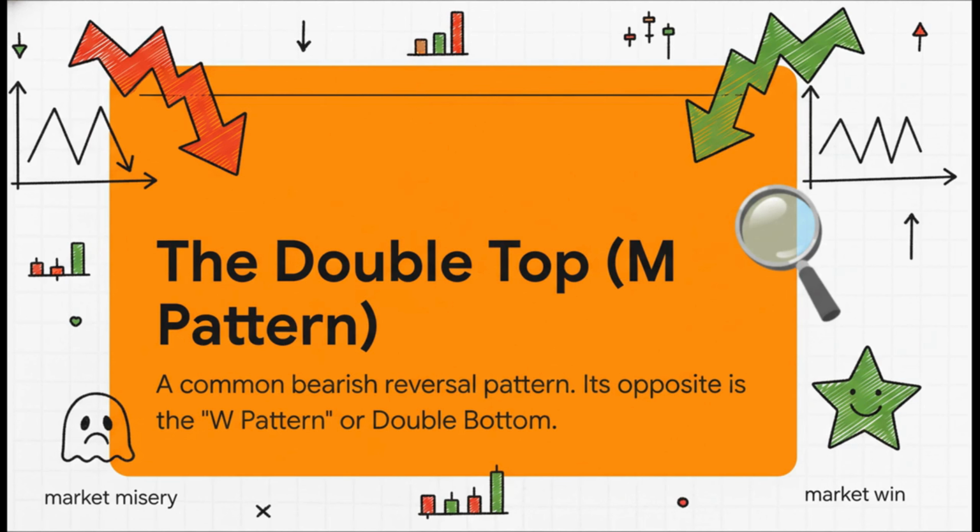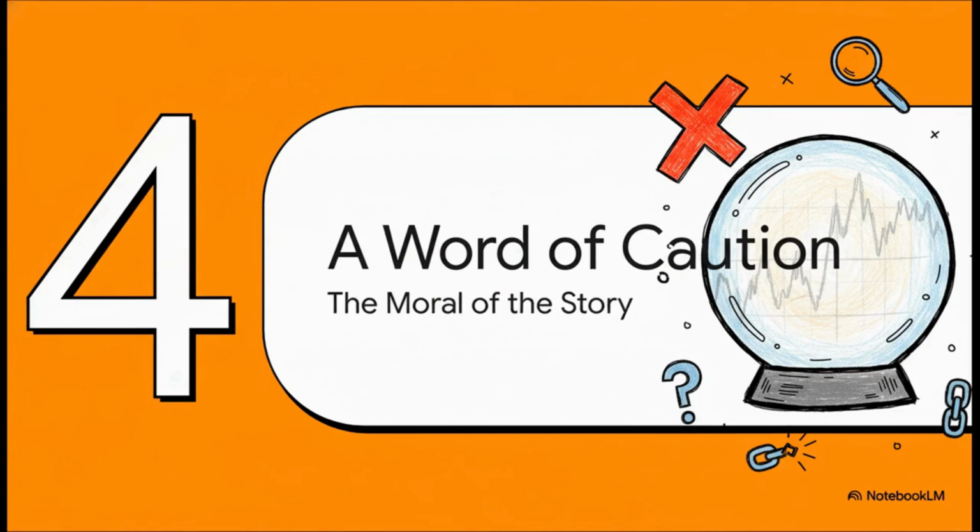And of course, it has an opposite. A W shape down at the bottom of a trend is a double bottom, and that's a bullish signal. So you can think of it this way, M for market misery ahead and W for a potential win. Okay, so now that you can start spotting a few of these patterns, we need to talk about the single most important rule of all, and it is this. This is not a magic crystal ball.